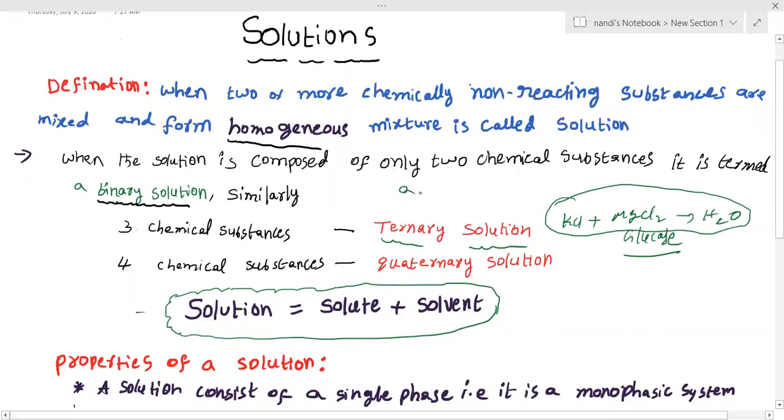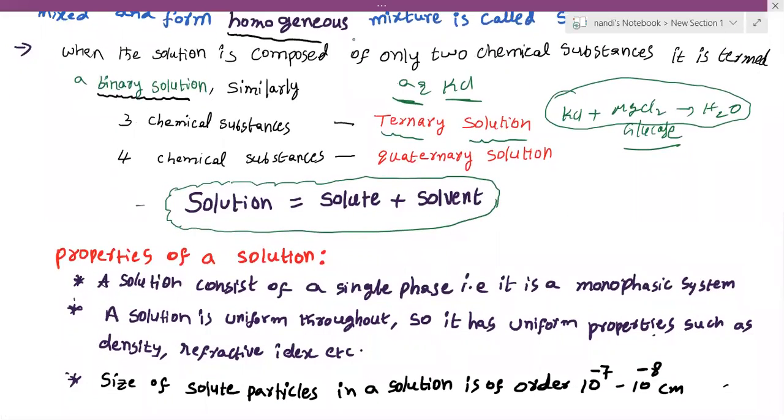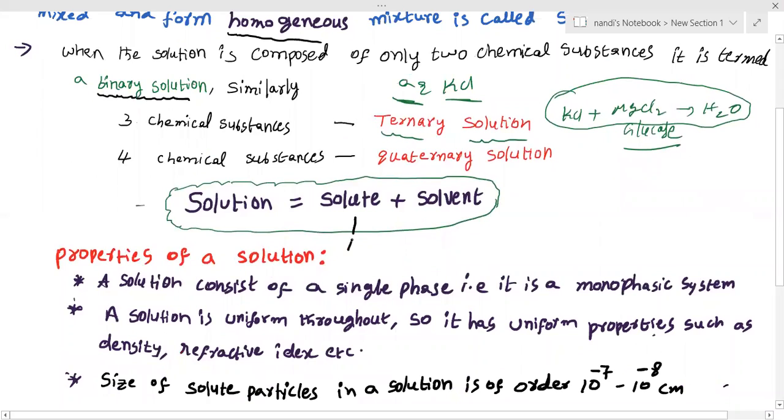I am giving here aqueous KCl. What is its composition? Two components only. Aqueous means water plus KCl. This is a binary solution. So a solution can generally be expressed as solute plus solvent. Solute is the lesser amount present in the solution. This is the less amount, and this is the more amount.